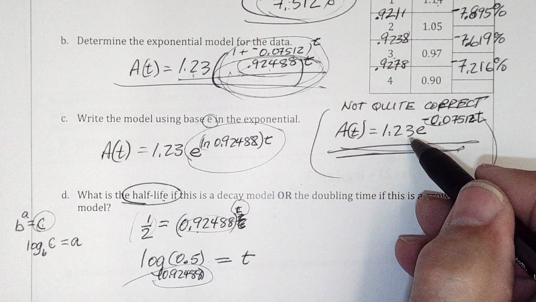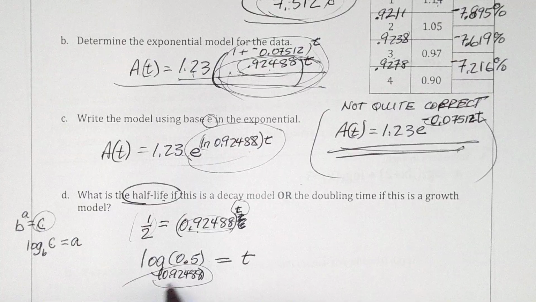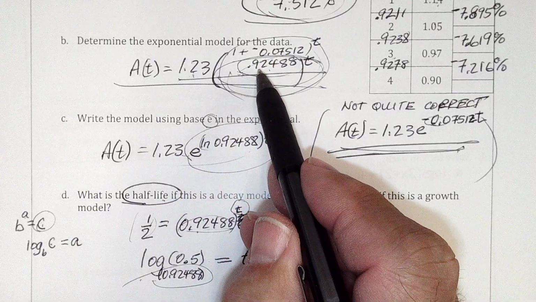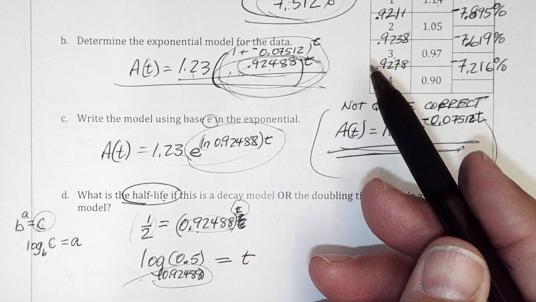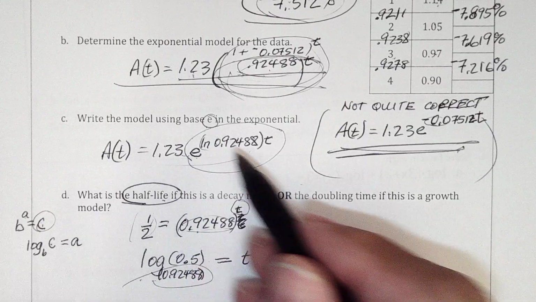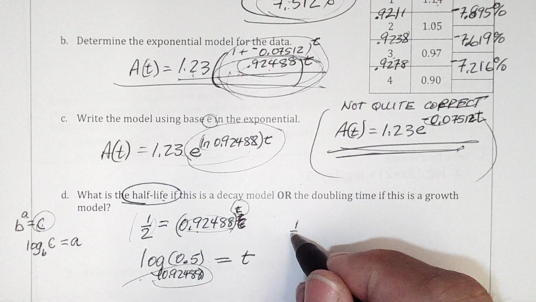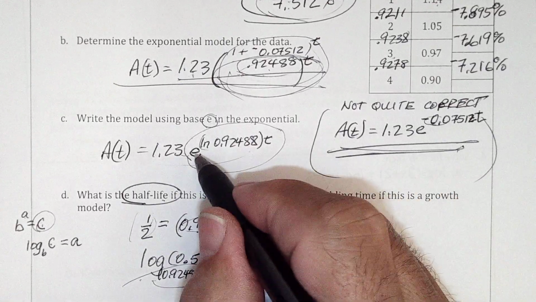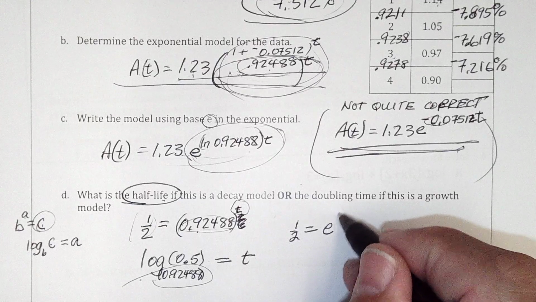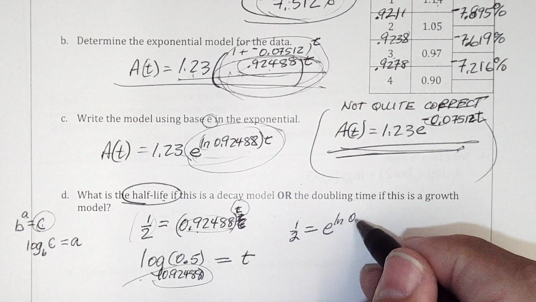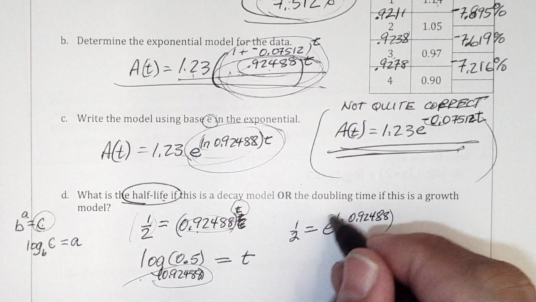Now if I used this model instead of this, I would have ln of, oh, no, I would have, if I use this model, I would have 1/2 equals e to the ln 0.92488 to the t.